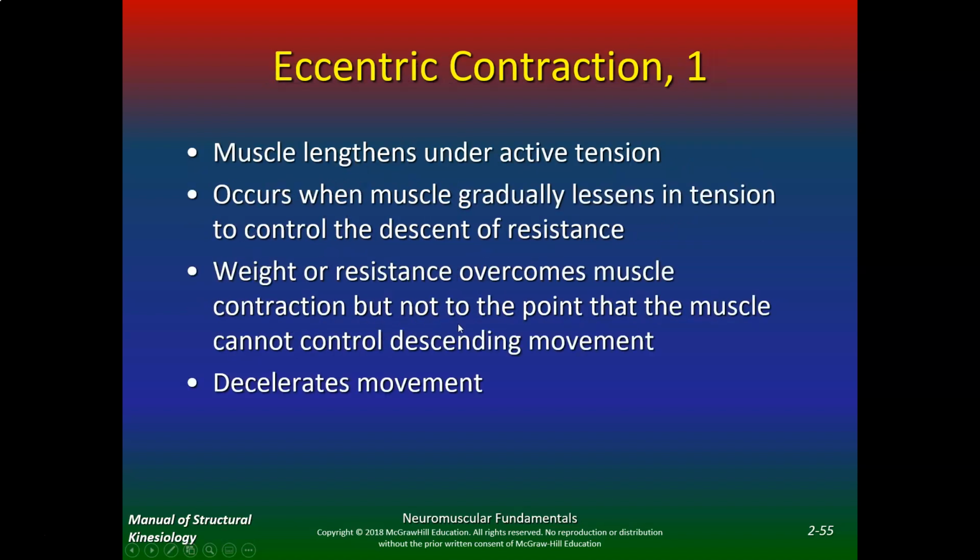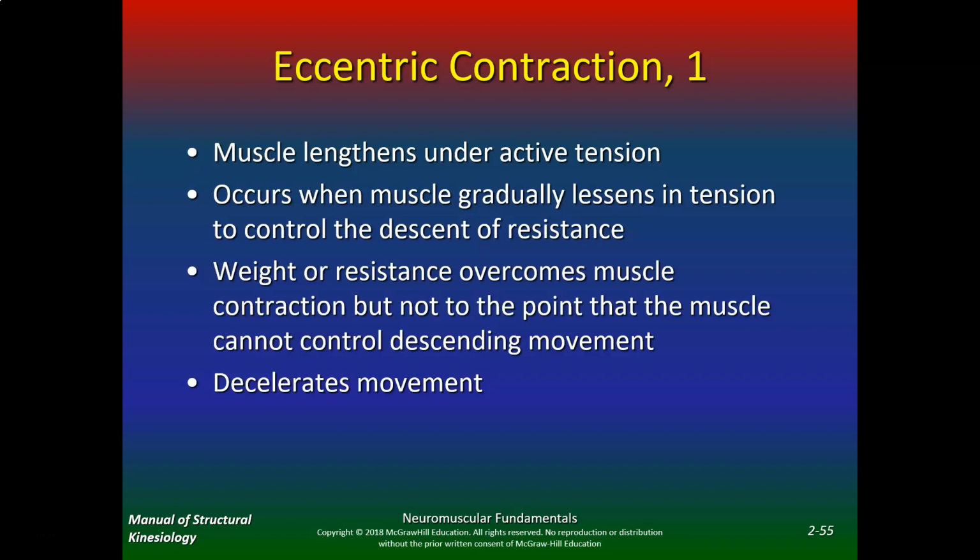Now, in eccentric contraction, the muscle lengthens under active tension. It occurs when the muscle gradually lessens in tension to control the descent of resistance. So think about going up and down stairs. Going up the stairs, you are doing a concentric contraction of your quads. But in order to come down the stairs, you need to lengthen the quads and control the descent. So that would be an eccentric contraction. So going down the stairs, you actually need more strength than going up the stairs because you have to actively decelerate that motion.